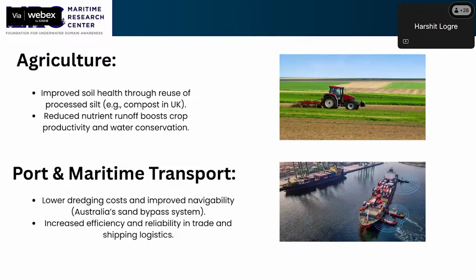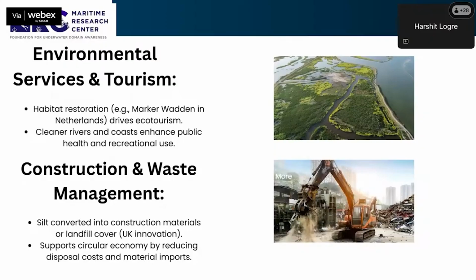Next is the port and maritime transport: lower dredging cost and improved navigability, like in Australia's sand bypass system. And second is increased efficiency and reliability in trade and shipping logistics. Next is environmental services and tourism. The habitat restoration example, Marker Wadden in Netherlands, drives ecotourism and cleaner river and coast, and enhances public health and recreational uses. Last is construction and waste management.